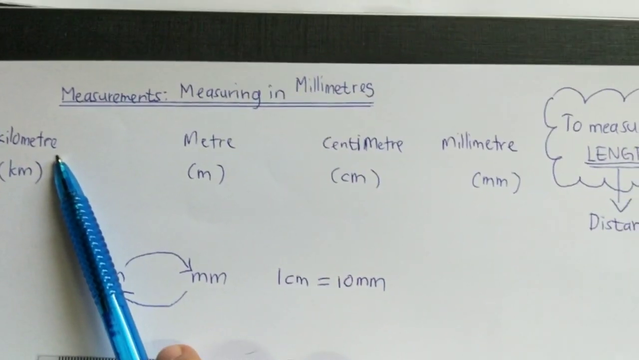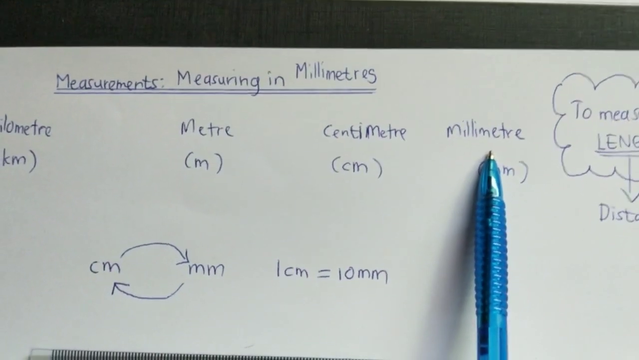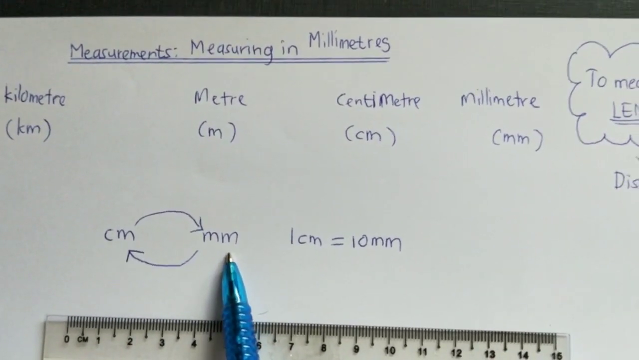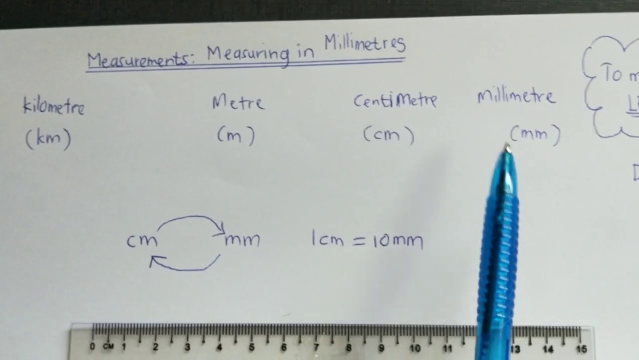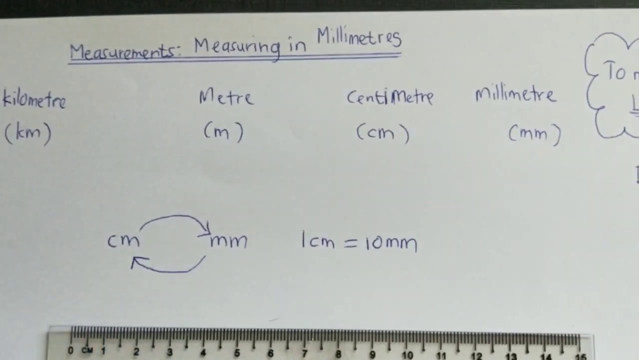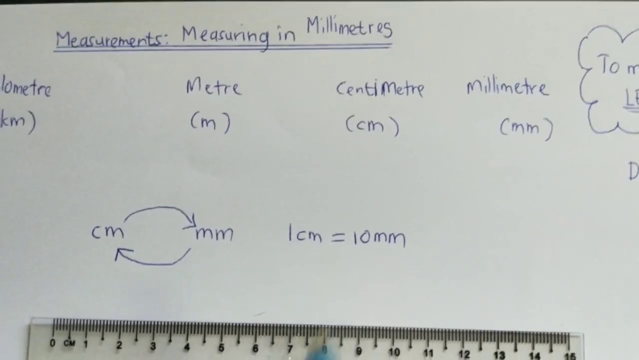Kilometer is the biggest unit you can use to measure length. The smallest one is millimeter. For today, we're going to focus on centimeter and millimeter only, the two smallest units to measure length. Okay, so here, in 1 centimeter, you have 10 millimeters.